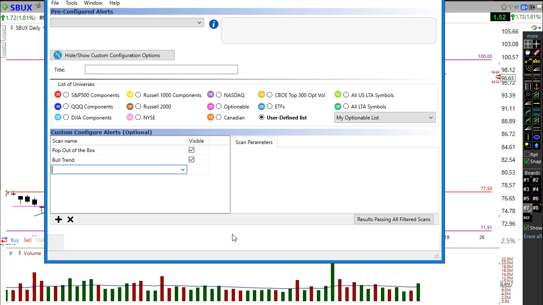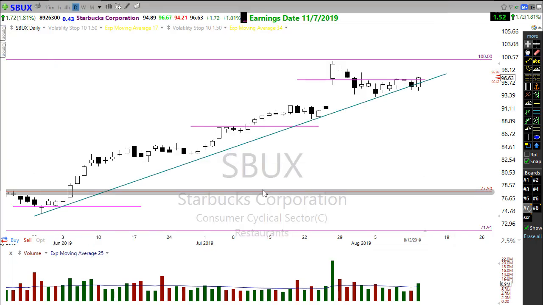Now, for me, I used to run lots of scans. I use TC2000. I love TC2000. Highly recommend TC2000. I never run a scan in TC2000 anymore. And the reason is because all of my scans are automatically populating in my LTA scanner. I don't have to do anything else.